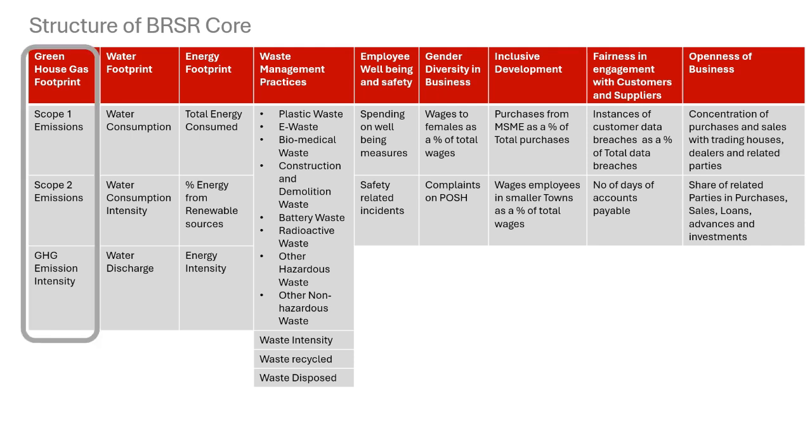Let us first discuss about the first KPI, which is the greenhouse gas footprint. Here the entities need to disclose their scope 1 emissions, scope 2 emissions, and their greenhouse gas emission intensity. Now, understanding these terminologies will require some background knowledge. So let us first gain the background knowledge and then we'll discuss about these.